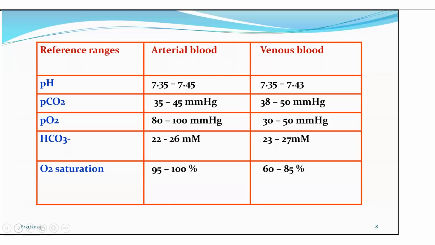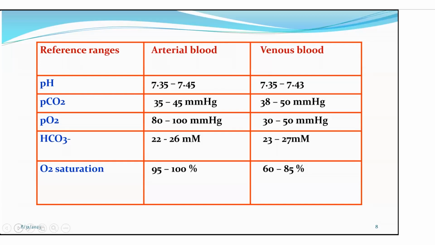We come to arterial blood gases. What we look at in arterial blood gases is the pH, the carbon dioxide pressure, the oxygen pressure, the bicarbonate, and also the oxygen saturation. Those are the values that you can get in arterial blood, and also in venous blood.